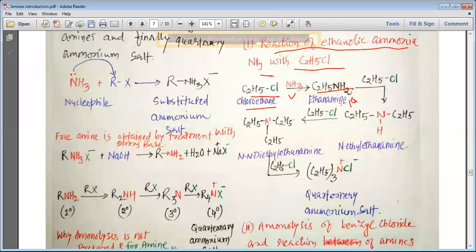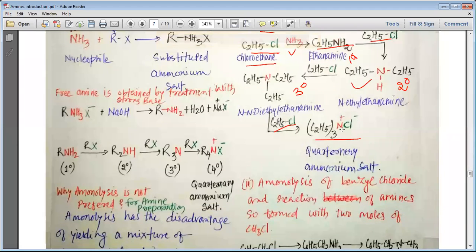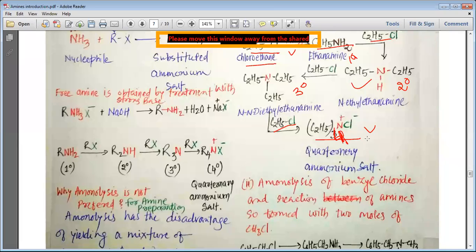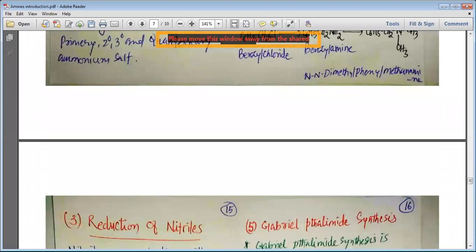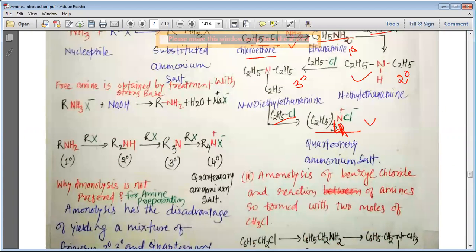This primary amine behaves like a nucleophile and attacks the C2H5Cl, that is your alkyl halide, to give us the secondary amine, N-ethylethanamine. Then the secondary amine again reacts with the alkyl halide to give us the tertiary amine, that is N,N-diethylethanamine, and then when this N,N-diethylethanamine reacts with the alkyl halide, it gives us the quaternary ammonium salt, tetraethylammonium chloride. Sorry, my dear students, it should be 4 here. So this is how we get the quaternary ammonium salt, and 4 C2H5 groups are bonded to the N+ to give us the quaternary ammonium salt. So this is how we understand the final product for the ammonolysis.